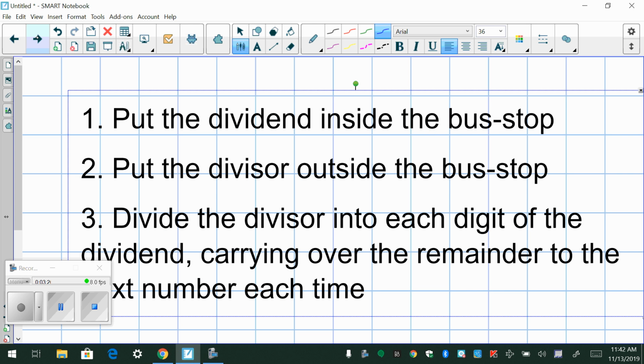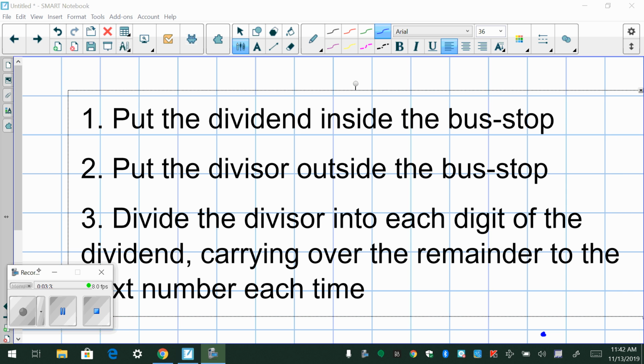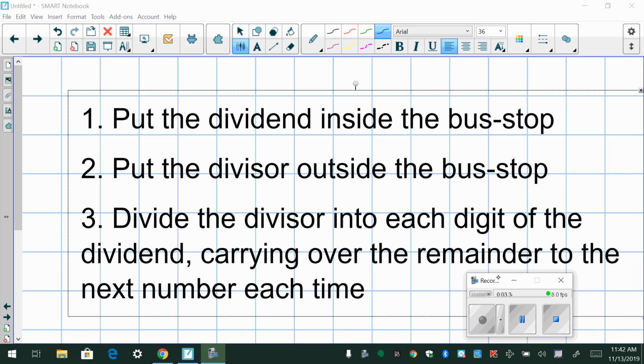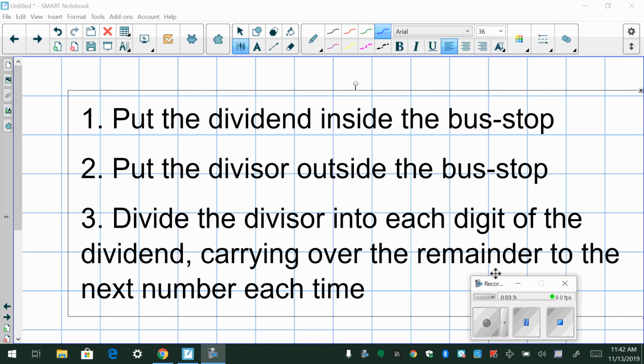I hope that video helps you. Here's some of the steps in word form if you want to think about it that way. So you can pause the screen, have a look at those words and that language and see if that makes sense.